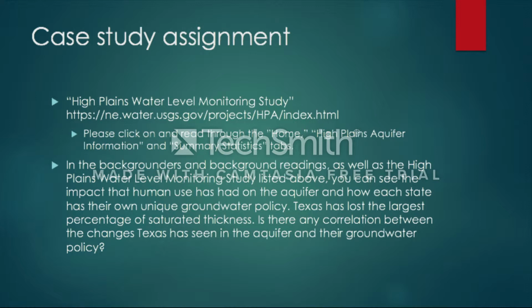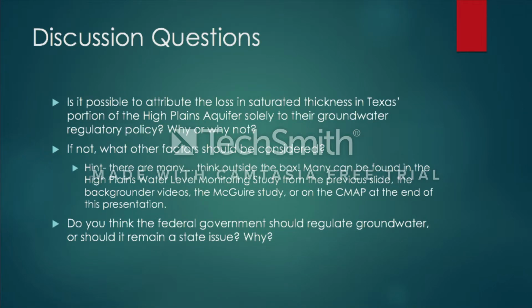Is there any correlation between the changes Texas has seen in the aquifer and their groundwater policy? For the discussion, I'd like for you to consider Texas groundwater policy and their significant losses in saturated thickness of the High Plains Aquifer. Is it possible to attribute their loss in groundwater solely to their groundwater policy? Why or why not? If not, what other factors should be considered?